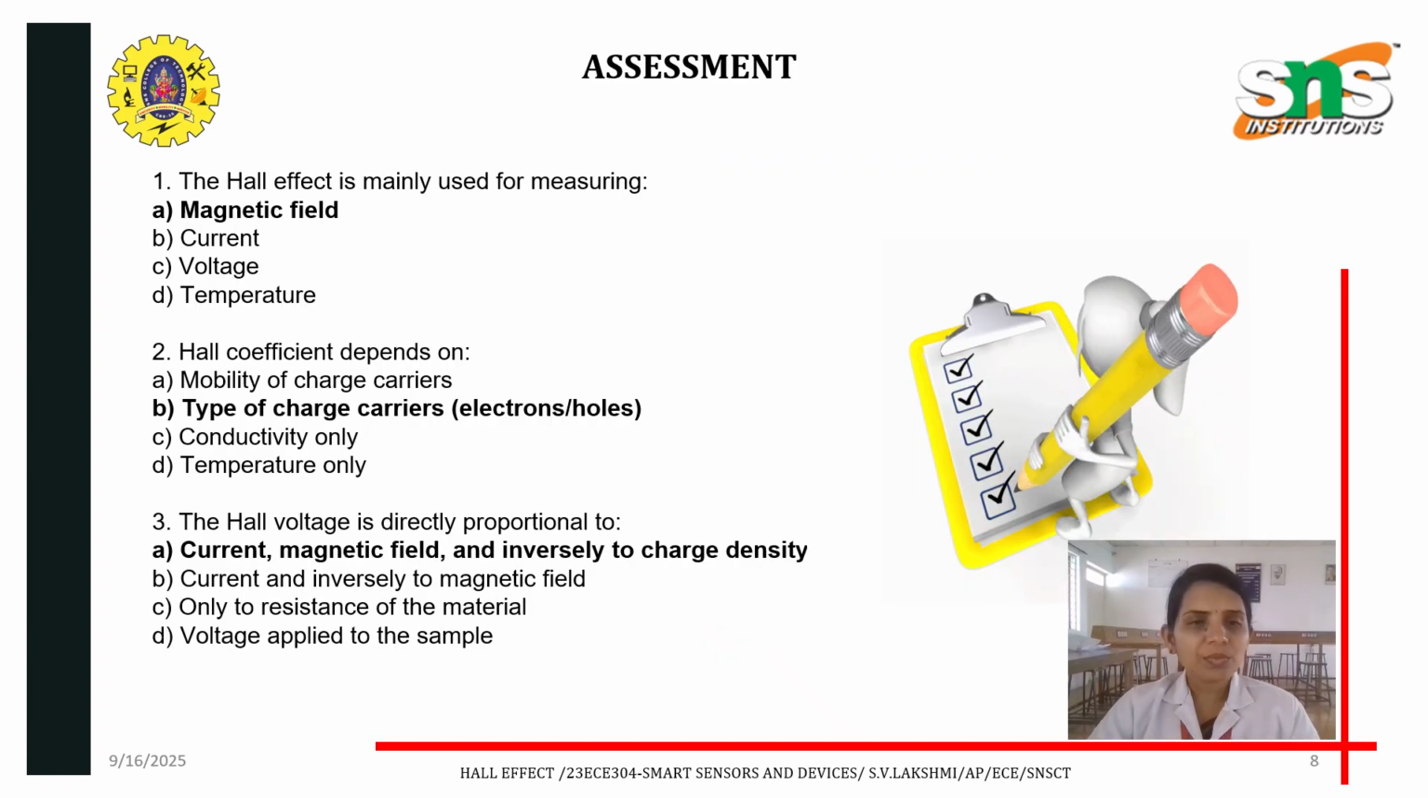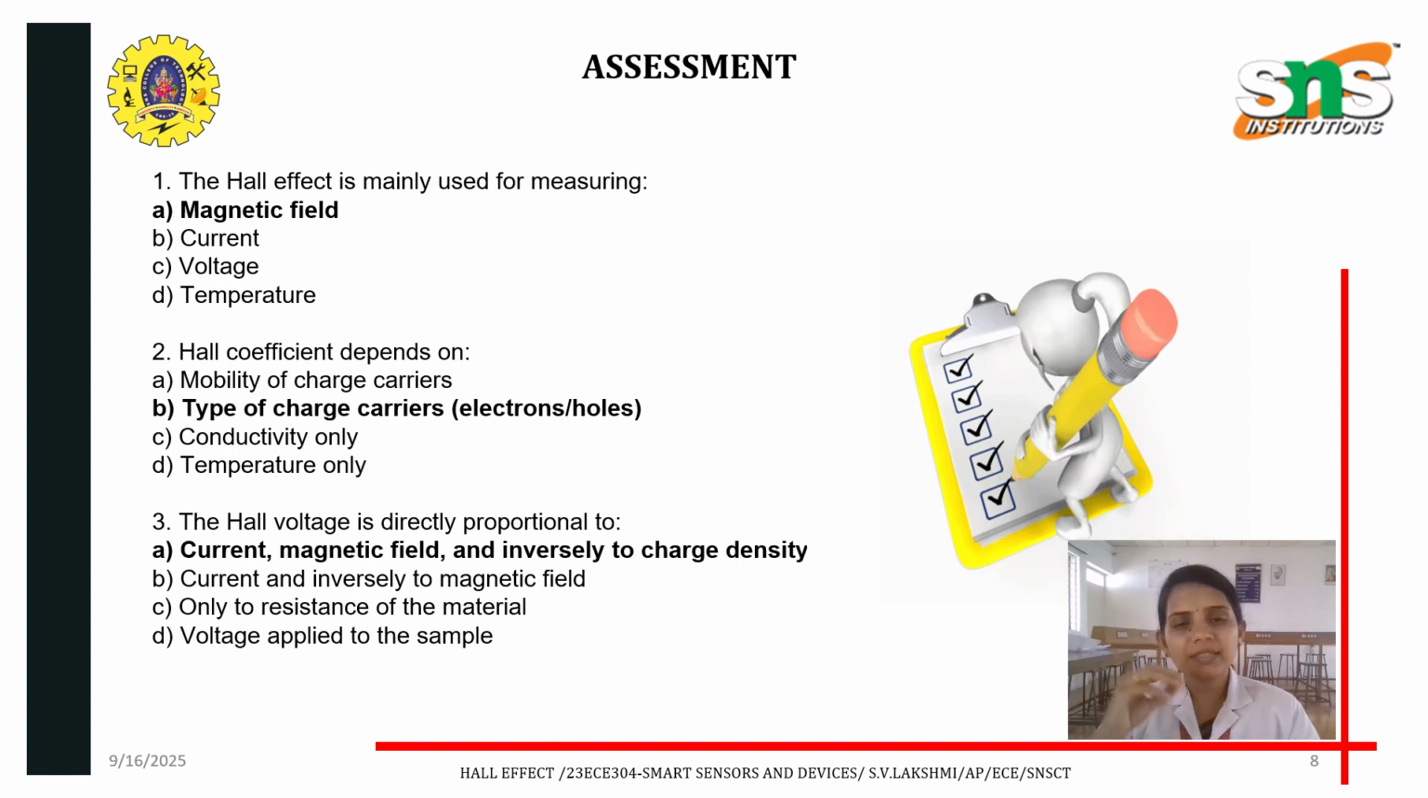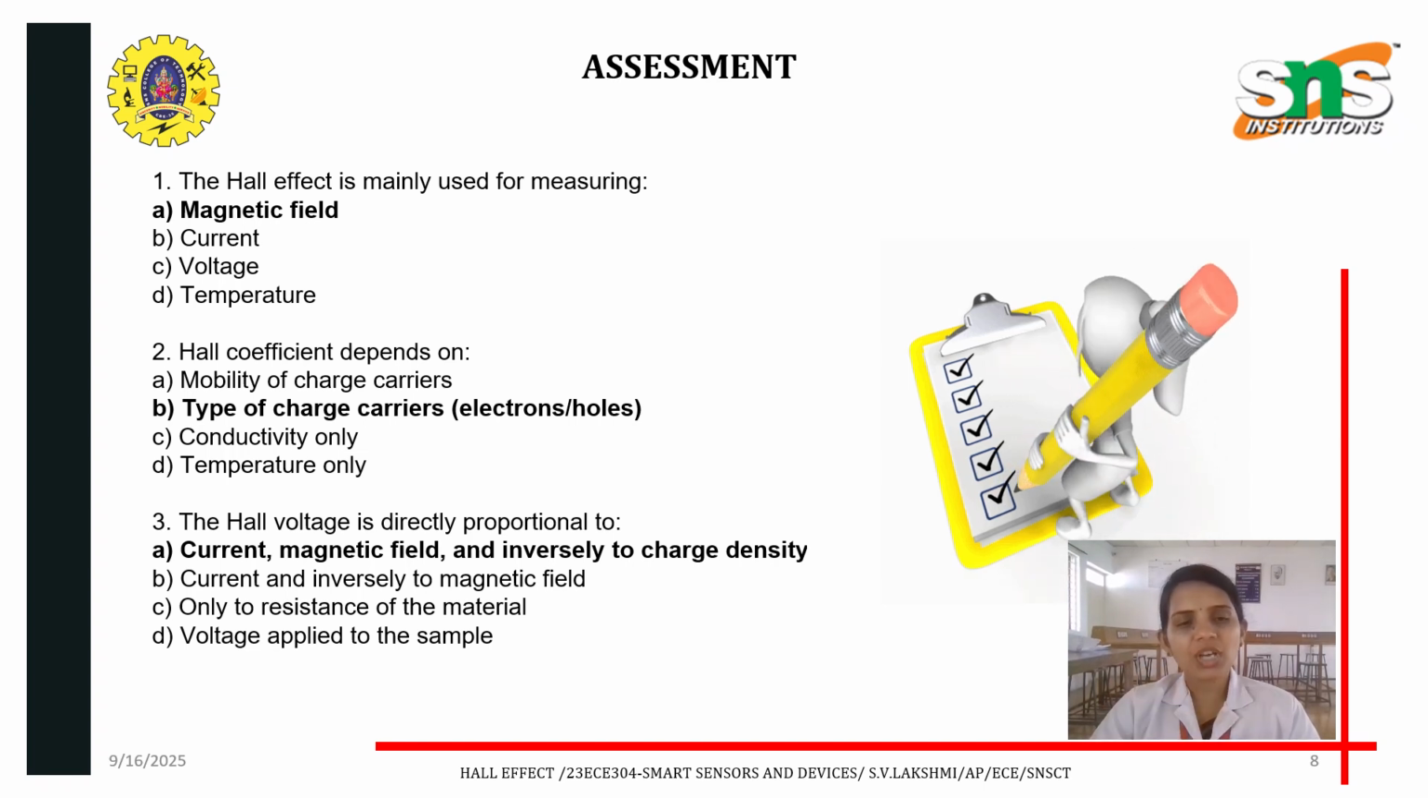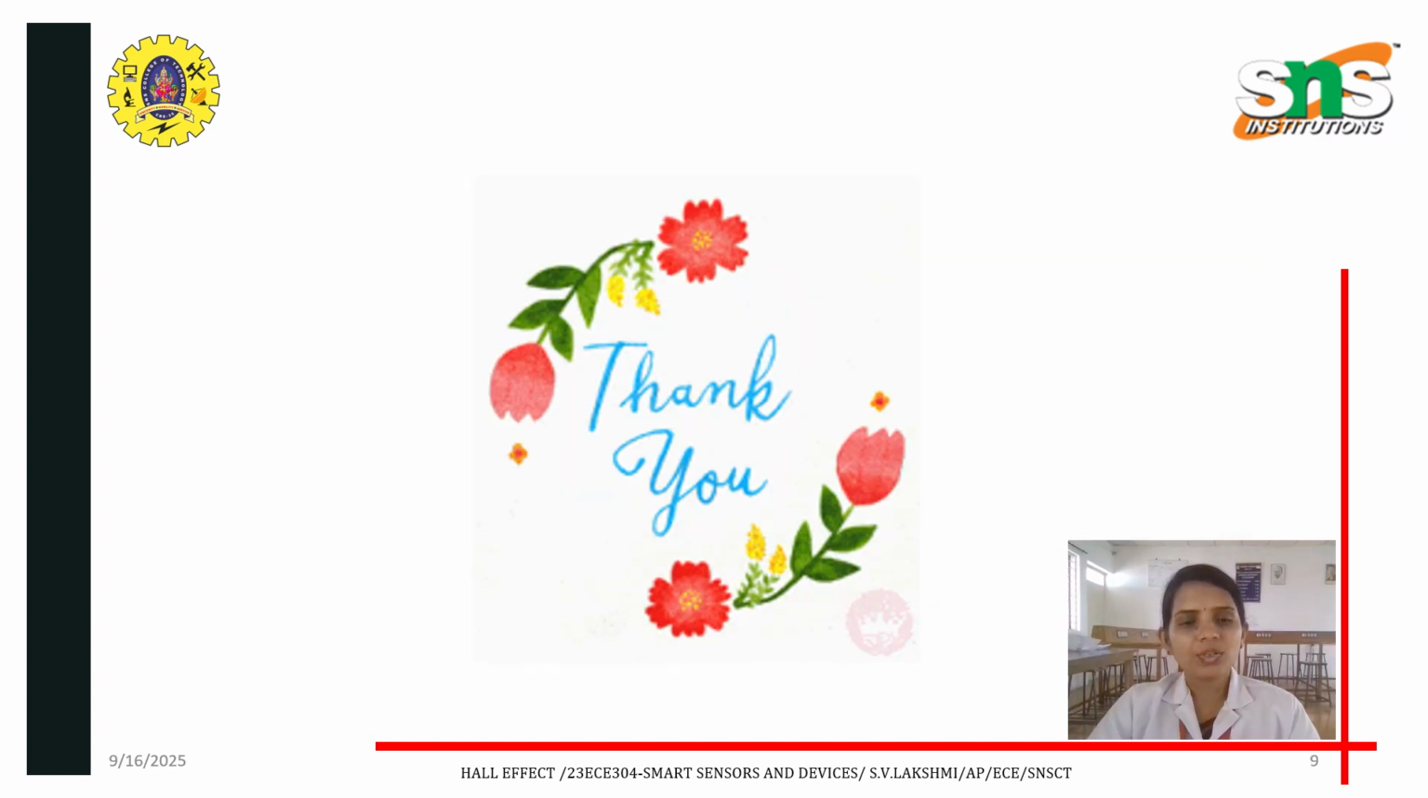Today's assessment: the Hall effect is mainly used for measuring magnetic field. The Hall coefficient depends on the type of charge carriers, whether electrons or holes. The Hall voltage is directly proportional to the current and magnetic field, and inversely proportional to the charge density. Thank you.